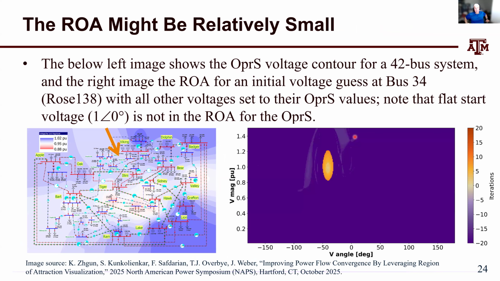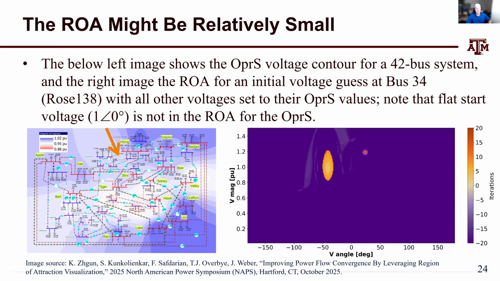We recently did a paper that has been accepted for the North American Power Symposium, where we were looking at the region of attraction for not just the two bus cases, but for much larger systems as well. One of the images from that paper looks at the region of attraction for a 42 bus case. Now, when you go beyond two buses, of course, your region of attraction has a dimensionality equal to 2 times the number of buses, so it's a very high dimensionality.